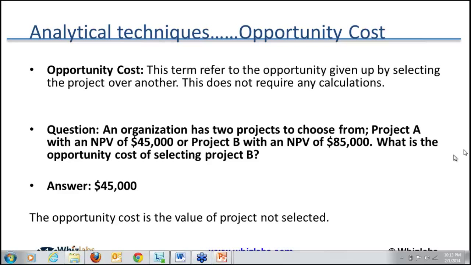Yeah, from your definition, it's quite all right, because we've picked project B, which has the higher NPV. Great. The loss is 45,000, which means that is the opportunity forgone, according to Adam Smith's definition: the opportunity you have forgone. Exactly, exactly.